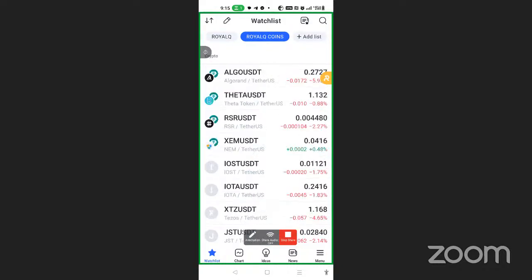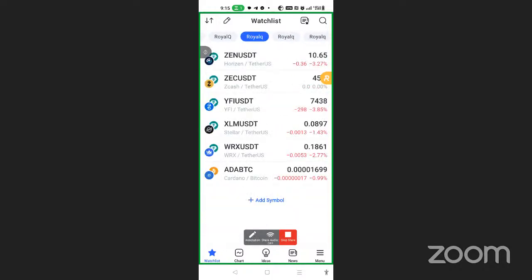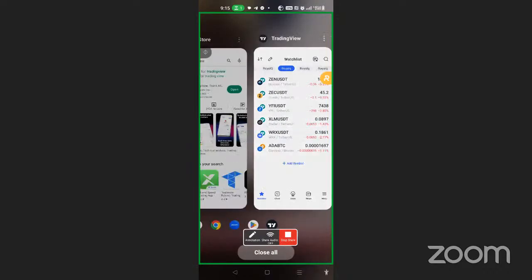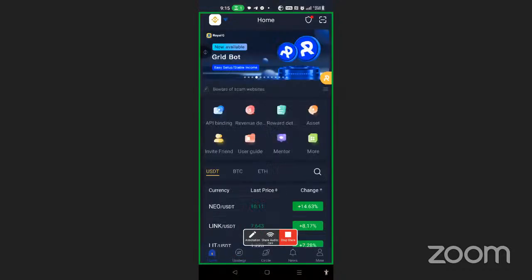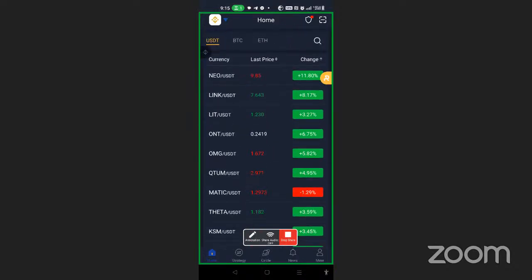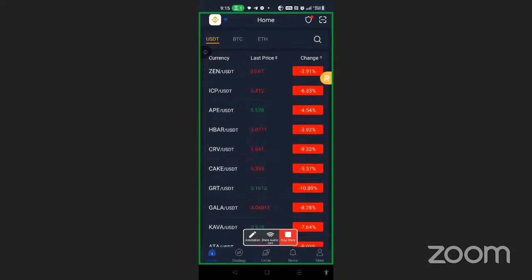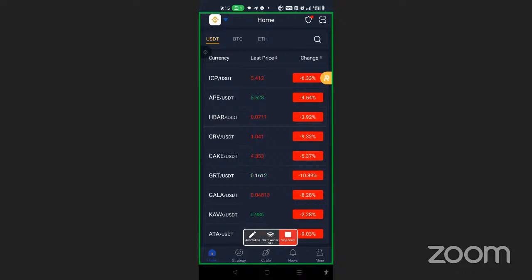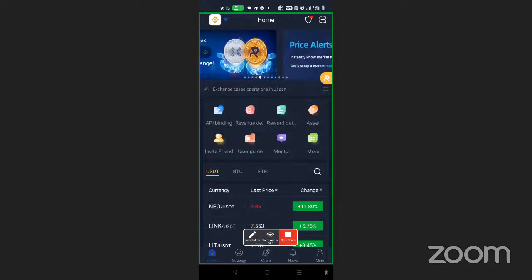So you want to create a list of coins. You start by going to your Royalq application, and write down all these coins that you see, all of them, and add them here on your watch list.